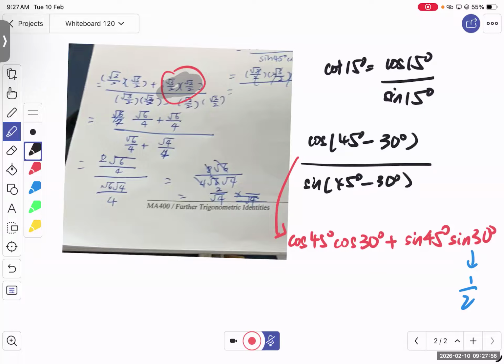But my point is, you don't need to work so hard. Because there is cotangent, you can easily swap to tangent. You don't need sine cosine. Yes.